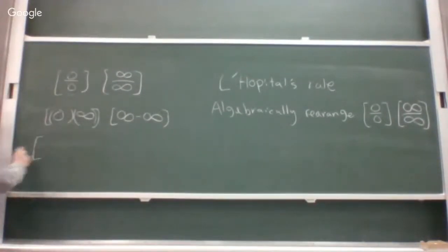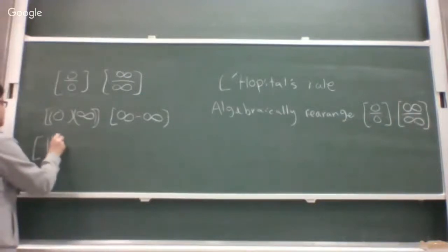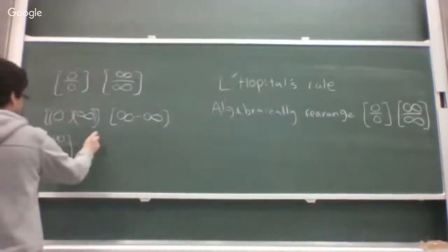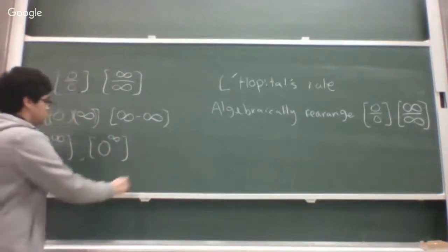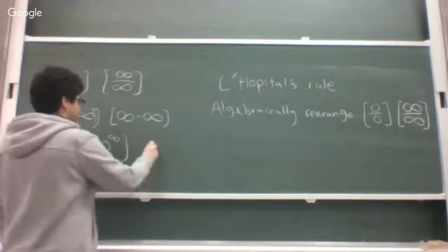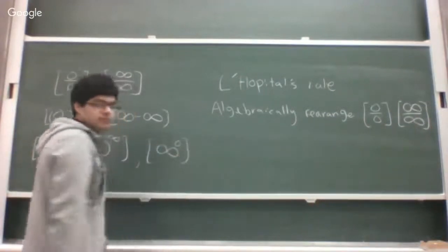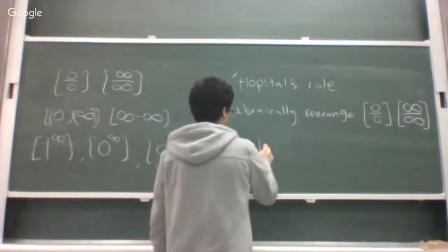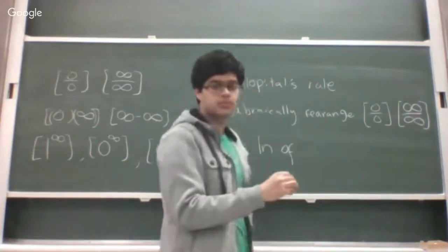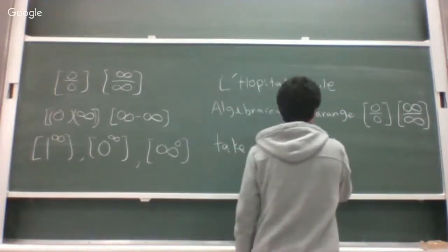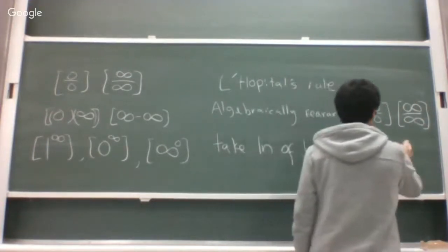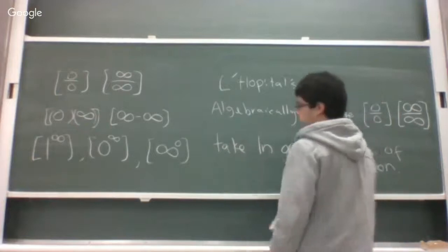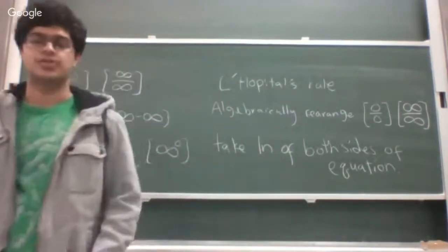And if for some reason you have 1 to infinity, 0 to 0, or no, 0 to infinity, and infinity to 0, then you take the natural log of both sides. That's just some rules that you should know.